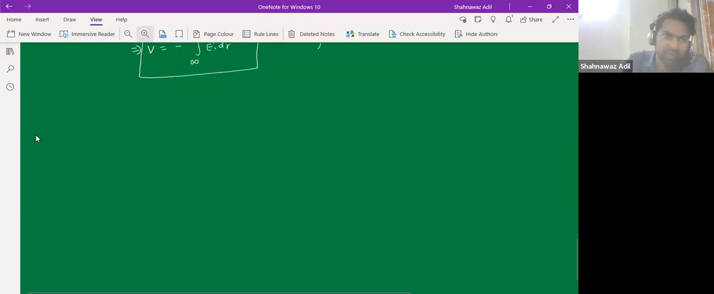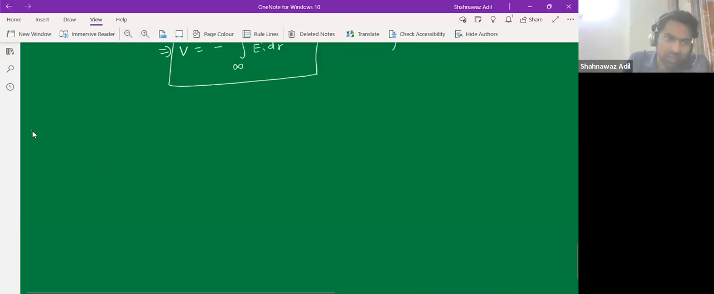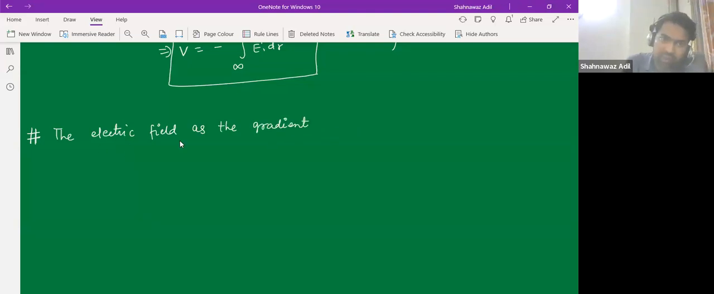So now let us understand about this very important relation, and that is the electric potential, or the electric field as the gradient. This is a very important topic. Electric field as the gradient of potential.